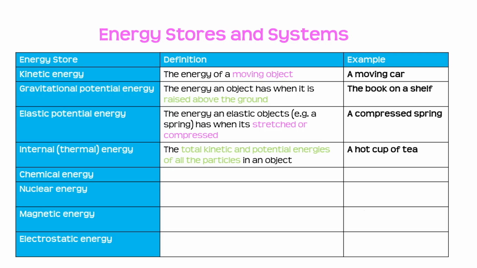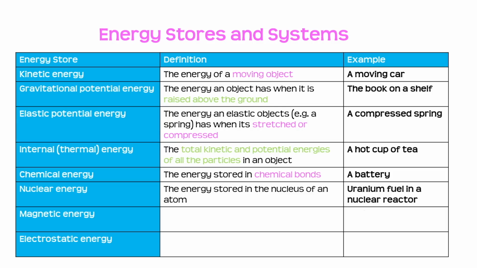Then we've got chemical energy. This is the energy stored in chemical bonds. An example of this is a battery or some food. Nuclear energy is the energy stored in the nucleus of an atom. An example of something that has this nuclear energy is the uranium fuel in a nuclear reactor.